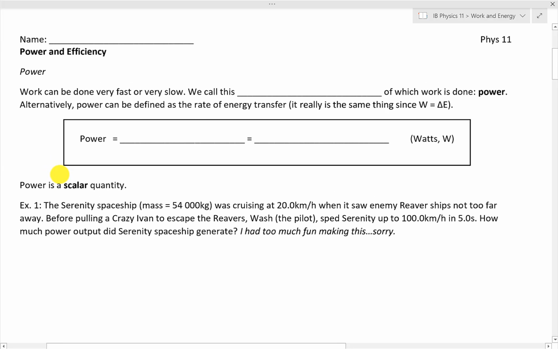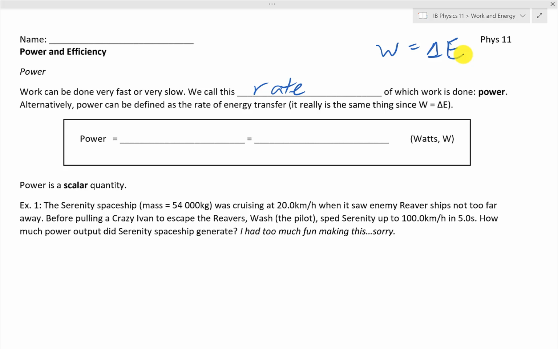Power. Well, think about it. You can do work very fast or very slowly. The rate at which you do work, that is called power. We know that work is also equivalent to the change in energy in your system. So the rate at which your system changes its energy can also be called power. The shorter the time you use to convert one form of energy to another, the greater your power. Or the more energy that you convert in a specified amount of time, the more power your engine has.